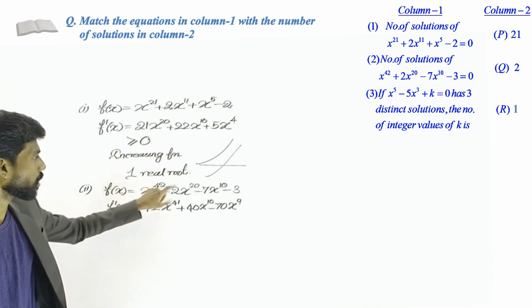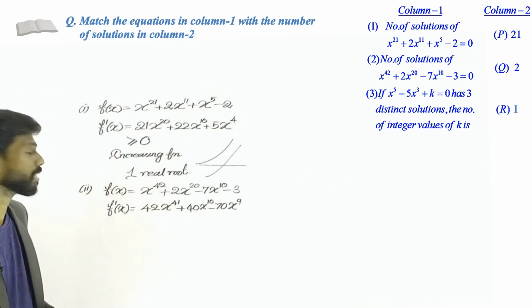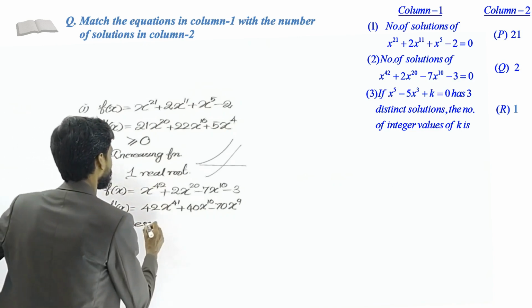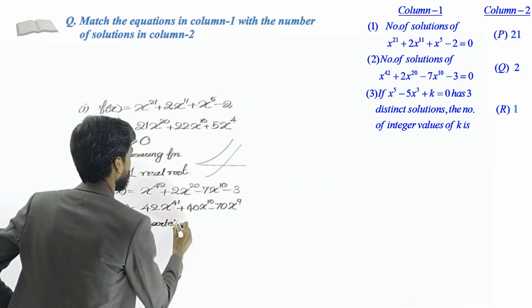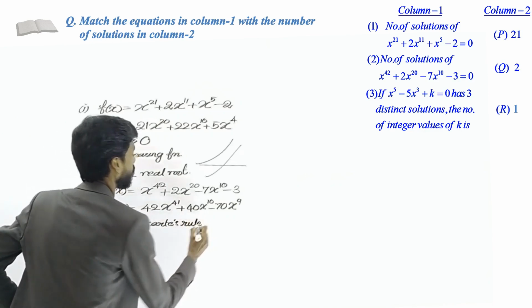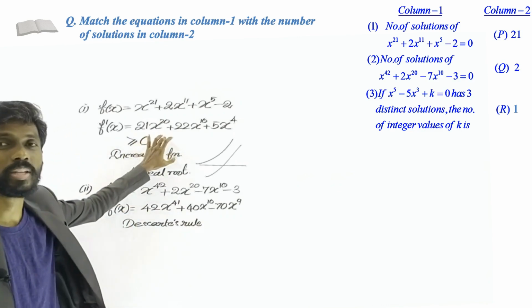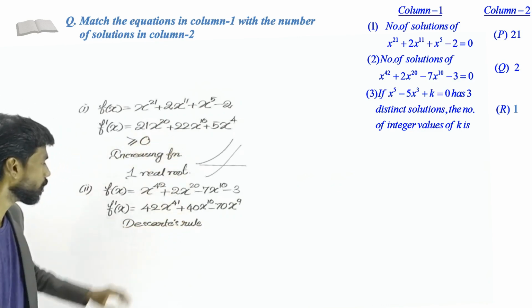So f(x) equals this expression. How many roots can it have? We use something called Descartes rule. Do you remember this? So we are using Descartes rule. This is one of the methods. The first method here was the derivative method, and that doesn't work here. So let us try this method. What is Descartes rule?